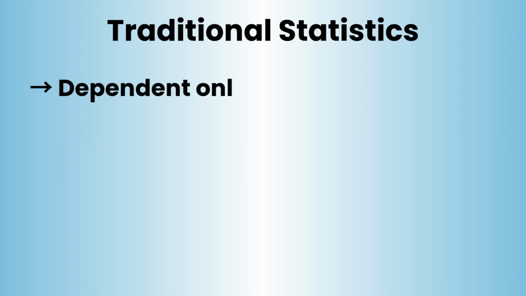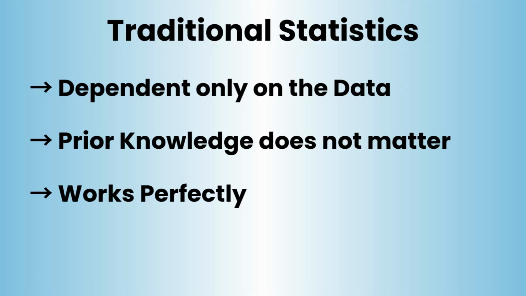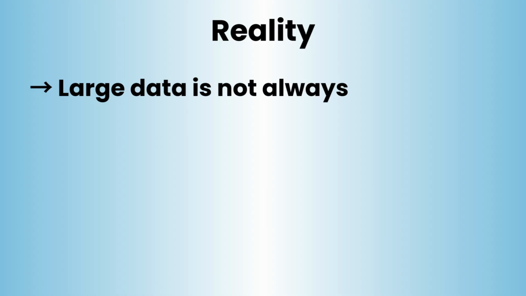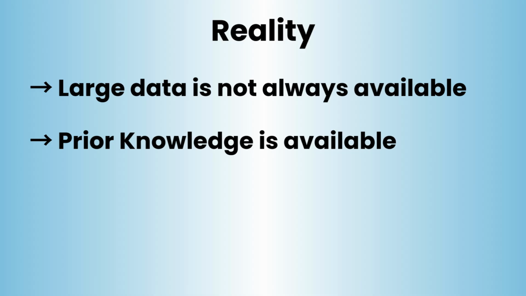We understand that the traditional statistical analysis solely depends on the data and does not consider the prior knowledge about the environment. This works perfectly when we have a sufficiently large amount of data available. In reality, we may not always have a large amount of data and might already know some details about the problem we are trying to solve.